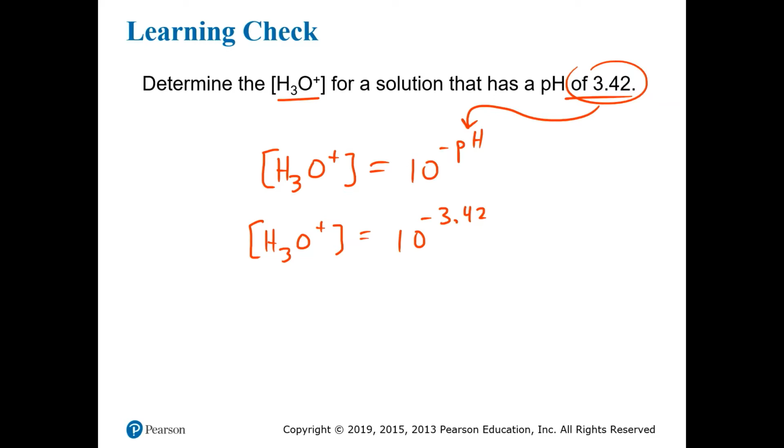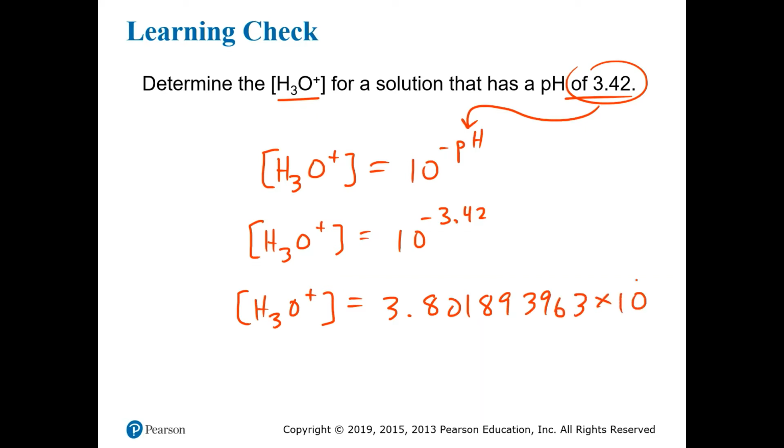Now, again, this is not an integer exponent, and so we're not done. We have to actually put this into a calculator, and we end up with a concentration of hydronium equal to 3.801893963 times 10 to the minus fourth. Okay? And since we're dealing with a concentration, by the way, the unit becomes molar again. All of these concentration units will be molar, capital M.